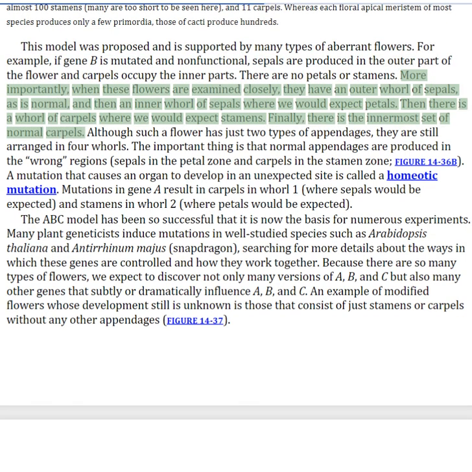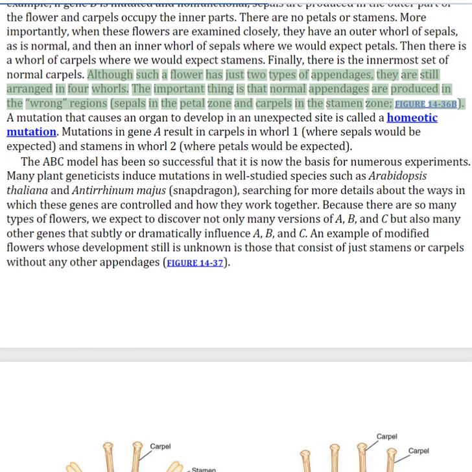More importantly, when these flowers are examined closely, they have an outer whorl of sepals, as is normal, and then an inner whorl of sepals where we would expect petals. Then there is a whorl of carpels where we would expect stamens. Finally, there is the innermost set of normal carpels. Although such a flower has just 2 types of appendages, they are still arranged in 4 whorls. The important thing is that normal appendages are produced in the wrong regions.